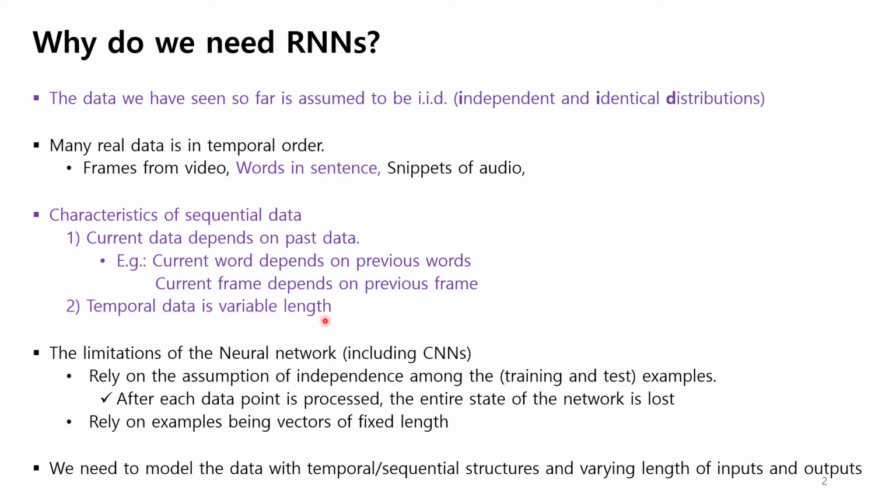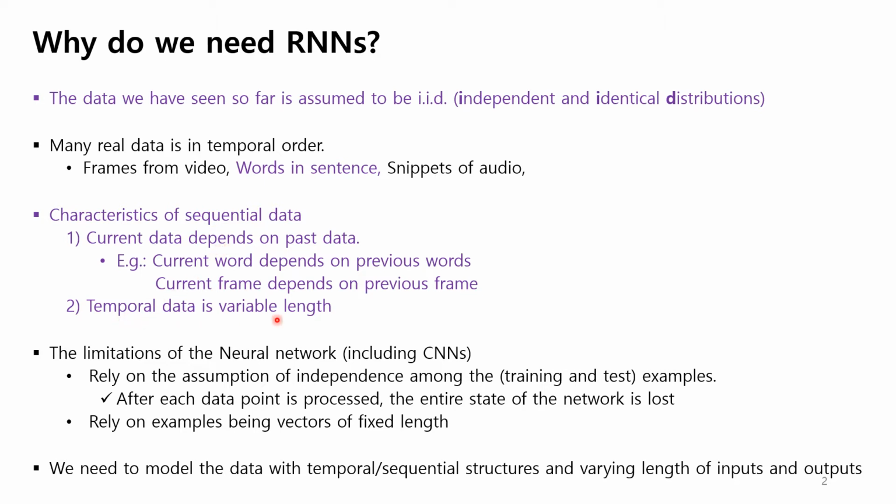And the second characteristic of sequential data is that sequential data is variable length, because it depends on past data. It depends on the number of steps in the past, so you have variable length data. So we have two different characteristics of sequential data. The first one is that data is dependent on past data, and the second is that data is variable length.